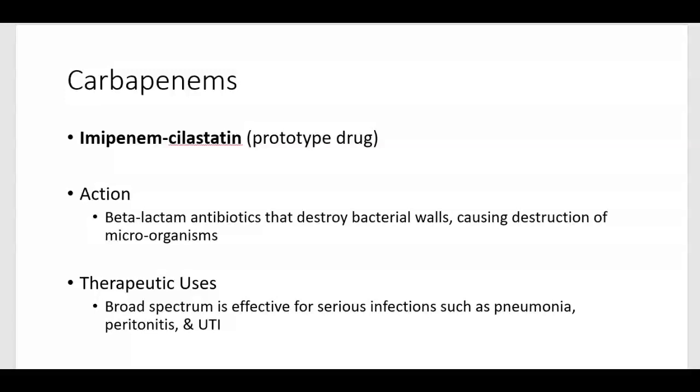This recording will go over the medications imipenem, cilastatin, as well as vancomycin. Imipenem, cilastatin is in the classification of carbapenems. Imipenem is a beta-lactam antibiotic, just like penicillin, just like the cephalosporins, that works by destroying bacterial cell walls, causing destruction of the microorganism. It is broad spectrum, and it is effective for serious infections such as pneumonia, peritonitis, and UTIs, or urinary tract infections.